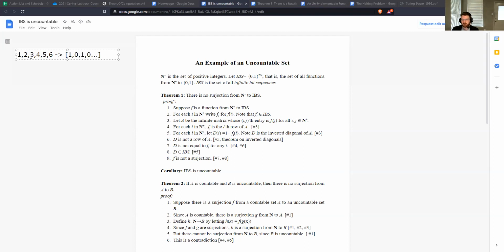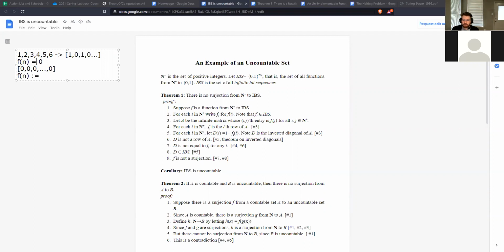So here's a function, f of n equals 0. And so my bit sequence for that function is going to be 0, 0, 0, forever and ever. Can anybody else give me a function that would be in this set? It's a function from the positive integers to either zeros or ones, a sequence of zeros and ones. Map even to 1 and odd to 0. Okay, yeah, that works.